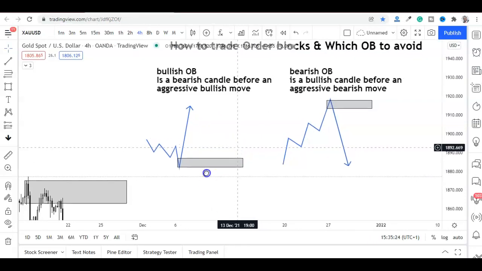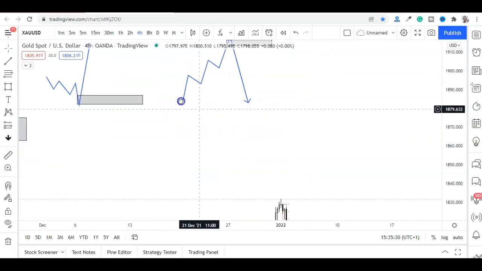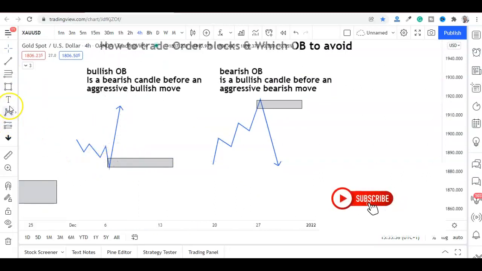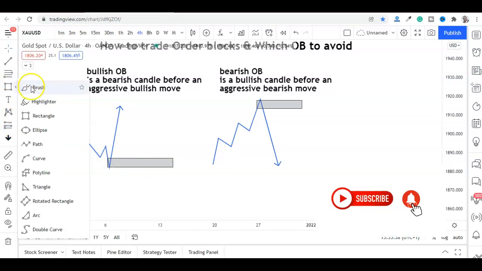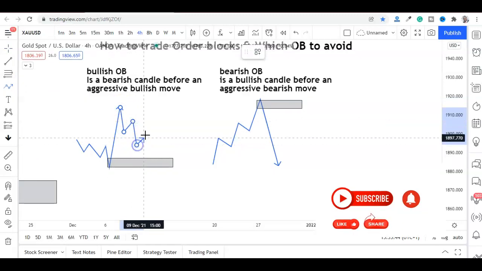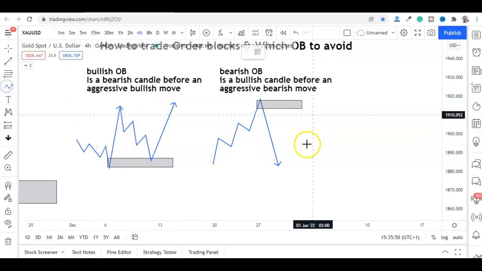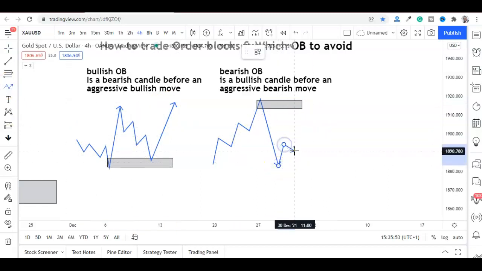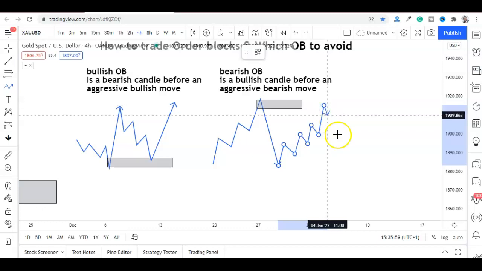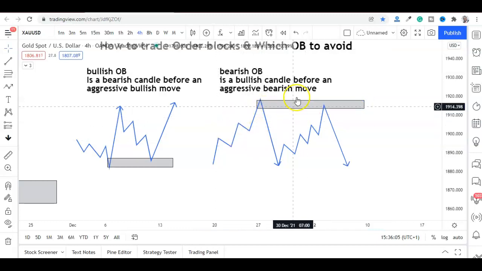So that is the order block. Now, how do you trade them? The way you trade an order block is this: you wait. When you identify your order block, you wait for price to come into the order block. Then you take your position. When price gets to the order block, you initiate your trade.